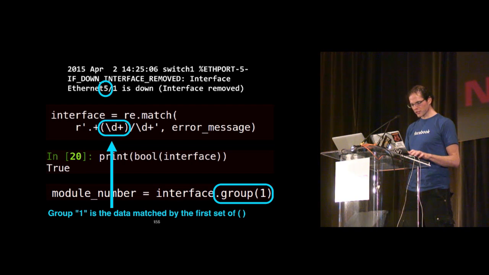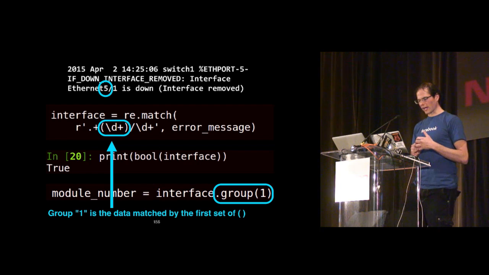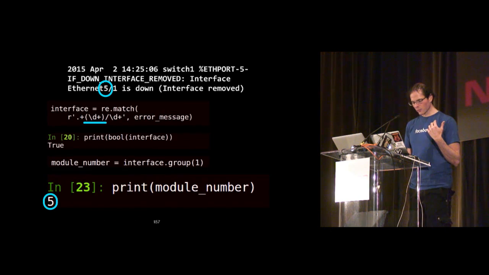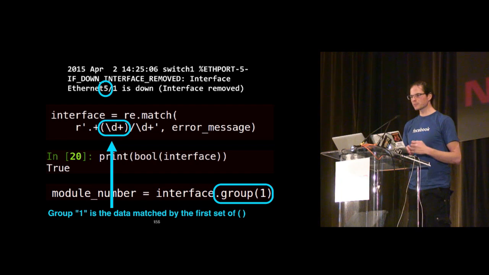And I can do that using code like this, where I say interface equals the result of re.match, and I have to throw away the other parts of the text now and just look at the 5/1. And here, we're using something different, though, in that we used backslashes earlier.